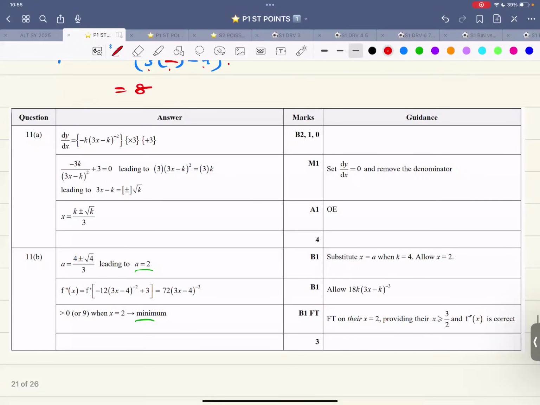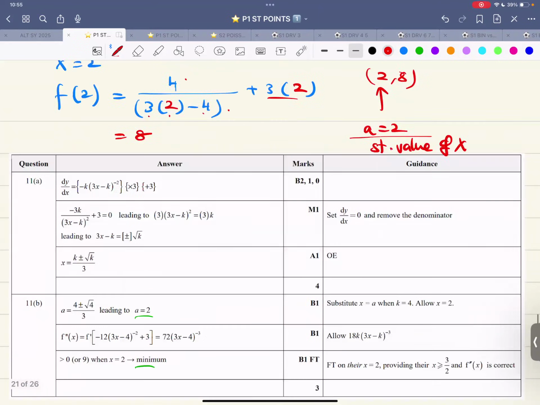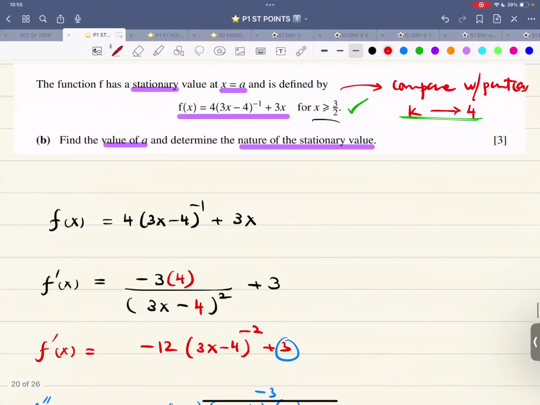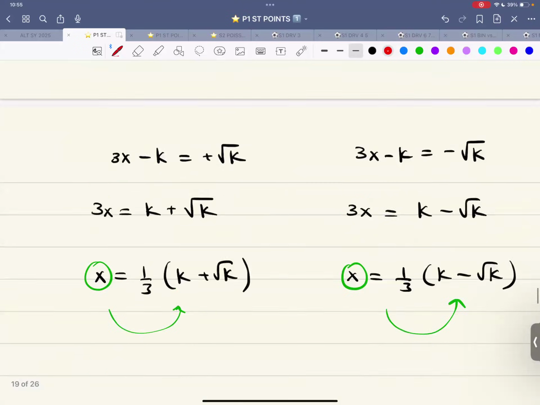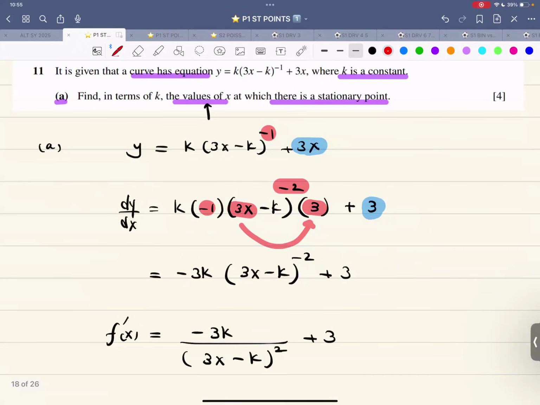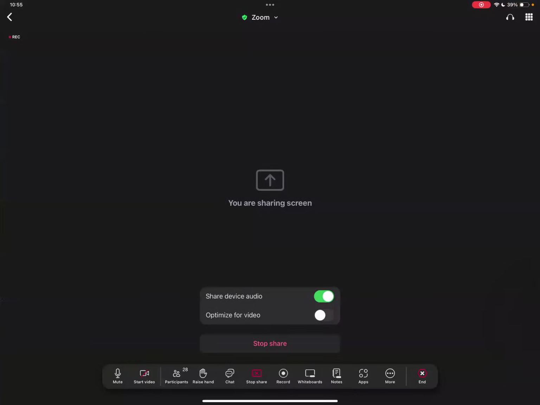So are they asking us? No, they're not asking us the y coordinate. So the coordinate is (2, 8). The value of a is 2 because that is the stationary value of x. And what is the nature? The nature is a minimum. So that's the kind of question that is from one of the recent past papers. I think it's 2022. And this is the basic concept of stationary points that we need to study. Till the very next class, take care, everyone.